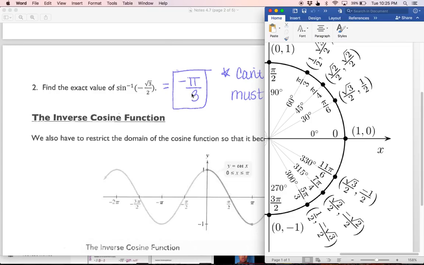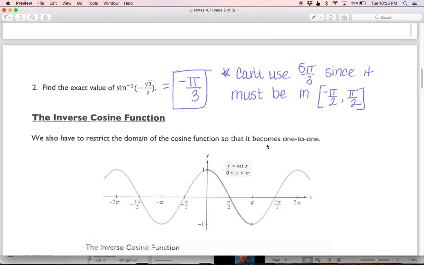Now, notice my answer here. I look at this and I go, ooh, 5 pi thirds. We can't call it 5 pi thirds. We have to rotate down to get to this, so we would need to call this negative pi thirds. If you put 5 pi thirds, that is wrong. It has to be from negative pi halves to positive pi halves. Okay? All right, let's come back to this.